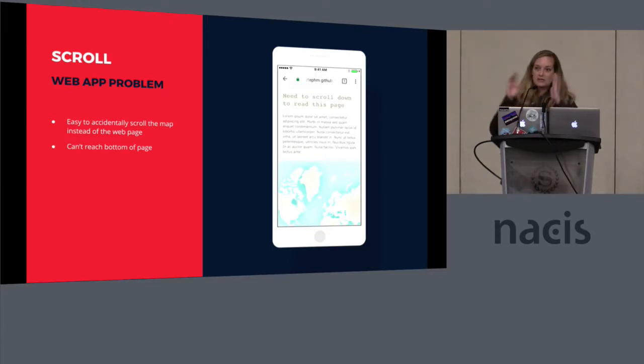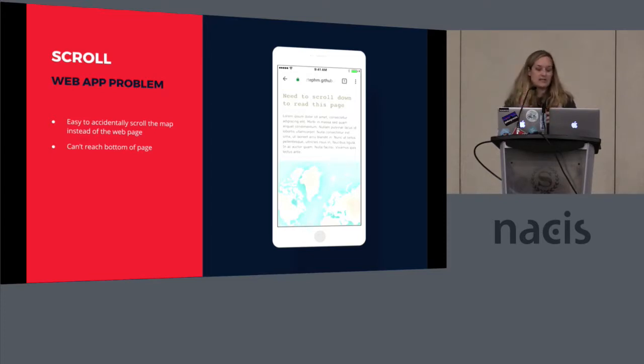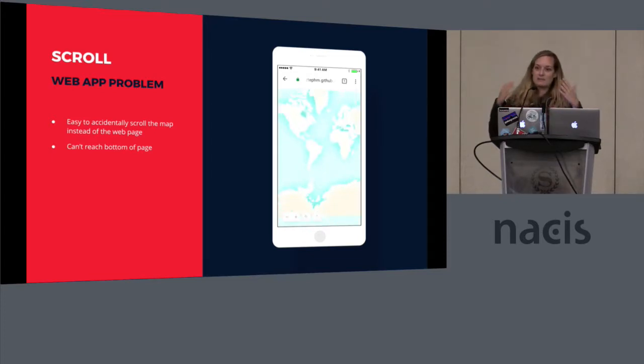So picture reading a news article with a full-width map in it. When you put your thumb on the site to scroll it vertically and your thumb hits the map, it can accidentally drag the map or accidentally zoom it, and you can actually get stuck and not be able to reach the bottom of the page or read the rest of the article.